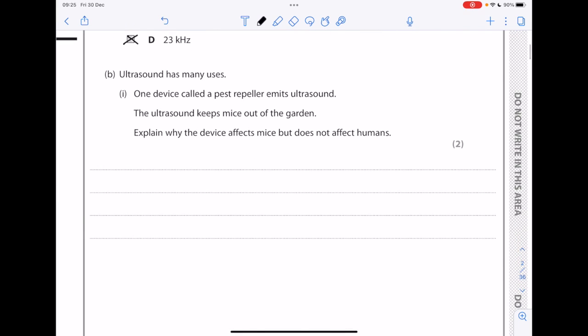Ultrasound has many uses. One device called a pest repeller emits ultrasound. I said pet, I meant pest. The ultrasound keeps mice out of the garden. Explain why the device affects mice but does not affect humans. Okay, it's to do with the frequency of that ultrasound. So it would be within the mouse's hearing range but not in the human hearing range. So basically it would drive the mouse mad but not the human.